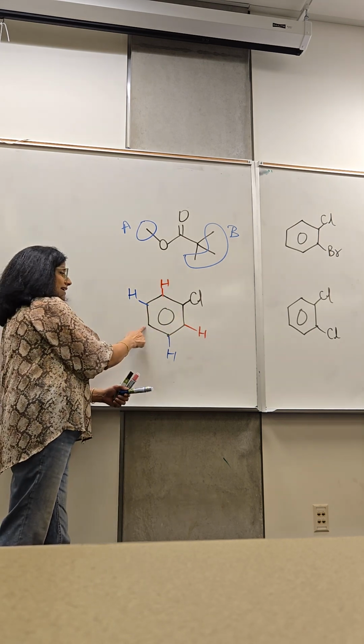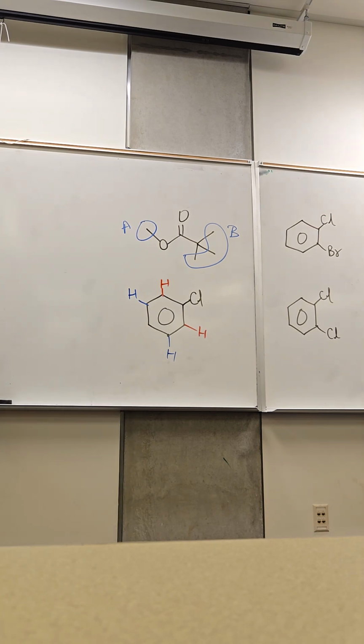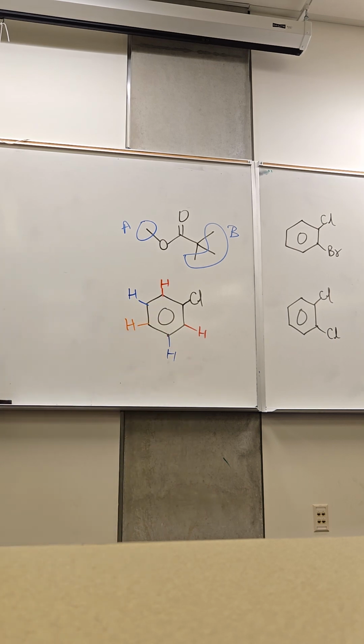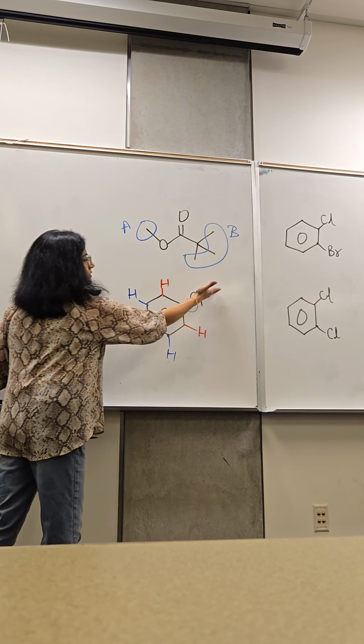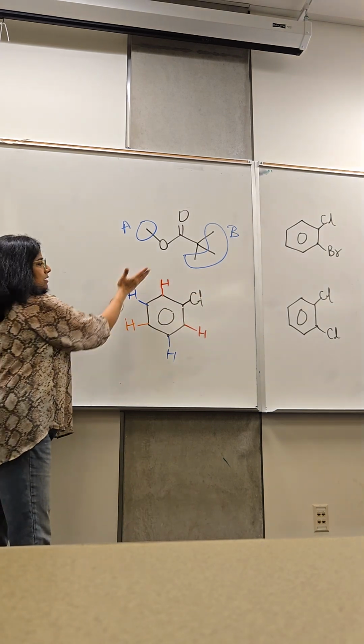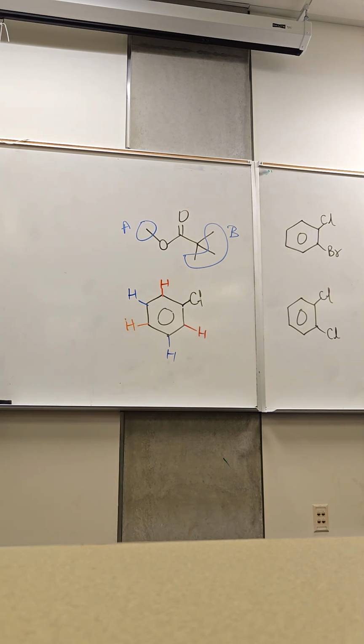Then what about that guy? Is it identical to the red or the blue, or is it its own? It's only its own. So it's three signals. There's a plane of symmetry going right through the chlorine and the CH, which means this one is unique, but this side is the same as that side. Three signals. Everybody okay? Okay, please go ahead.